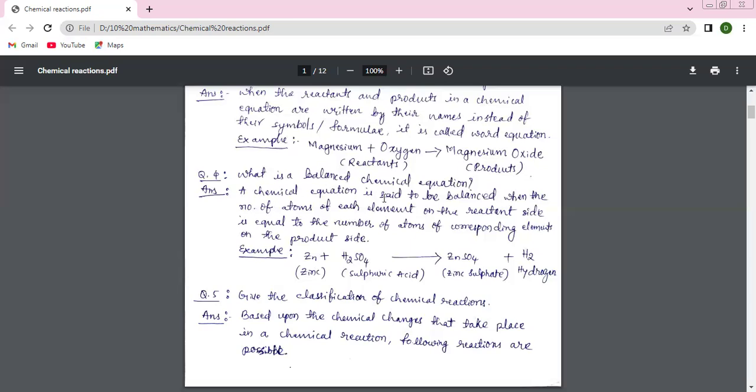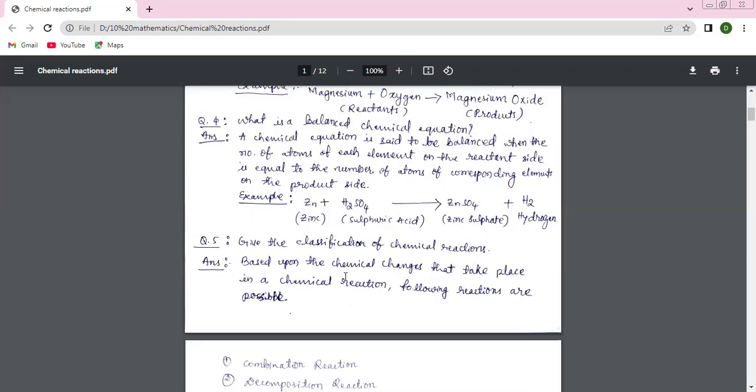So a chemical equation is said to be balanced when the number of atoms of each element on the reactant side is equal to the number of atoms of the corresponding elements on the product side. So as I have checked right now, this is an example of a balanced chemical equation. So I'll move to the next question.